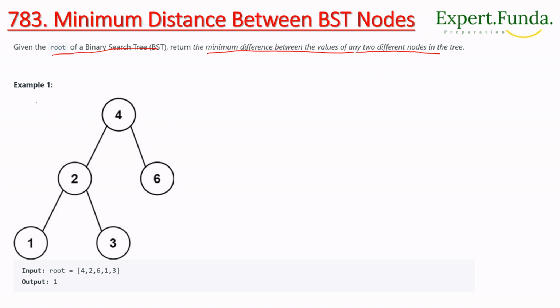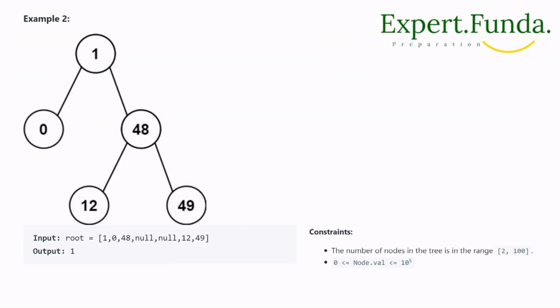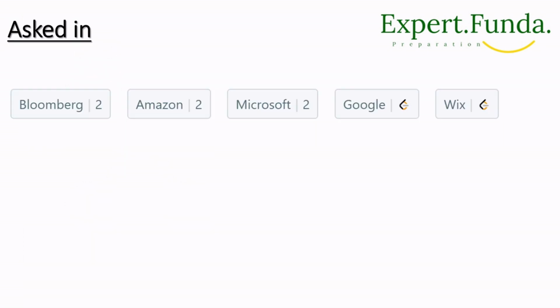If you see the example, in the first example the root is given here, and we are returning the output 1. We'll see how this works and how we will find the minimum distance between the BST nodes. To understand this concept, let's try to understand the approaches so that we can do the implementation. We'll come back here and understand.